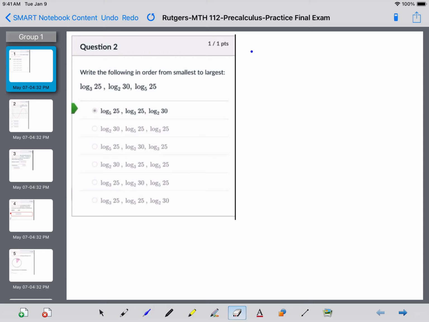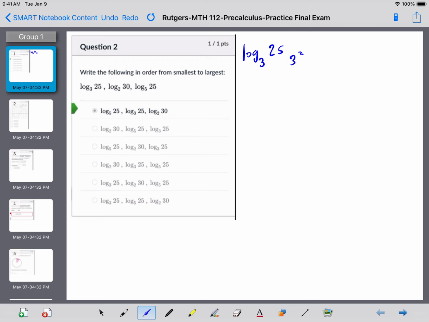We're starting at question 2 because I was not sent question 1. But question 2, it says, write the following in order from smallest to largest. Now, assuming we don't have a calculator, we have to remember that logarithms extract the exponents. So, for log base 3 of 25, we want to find the base 3 that is around 25.